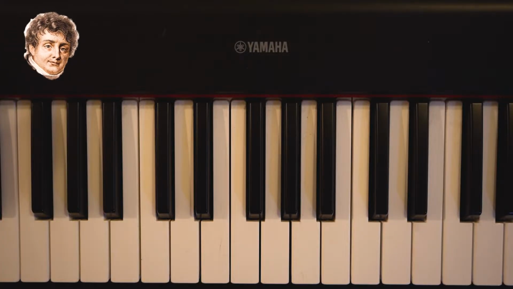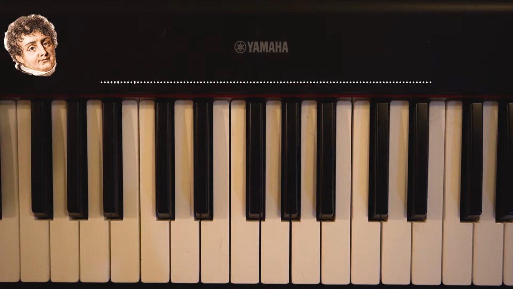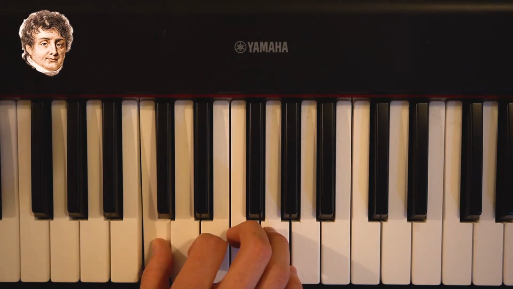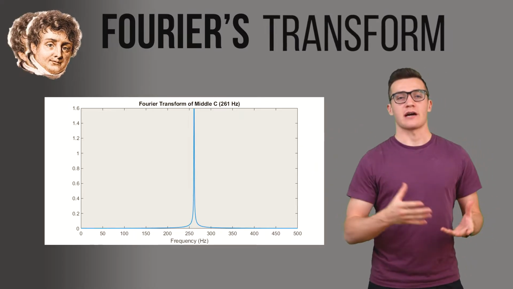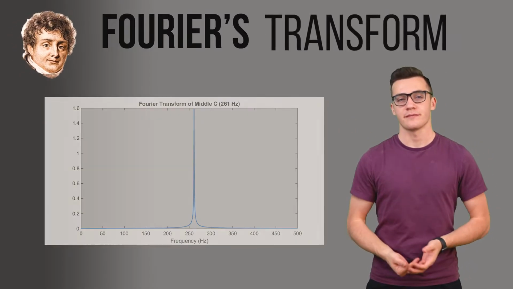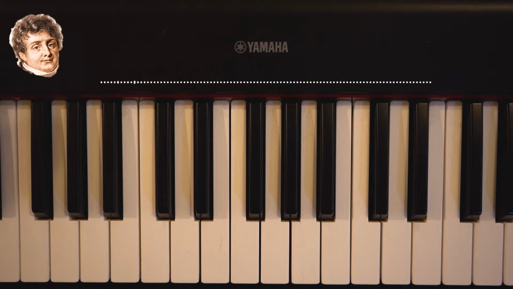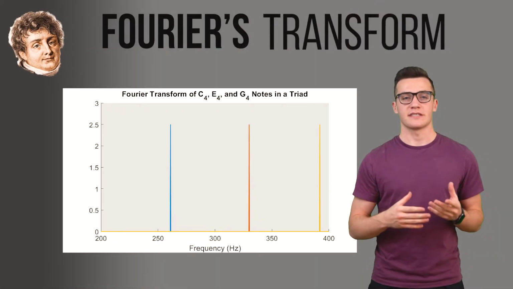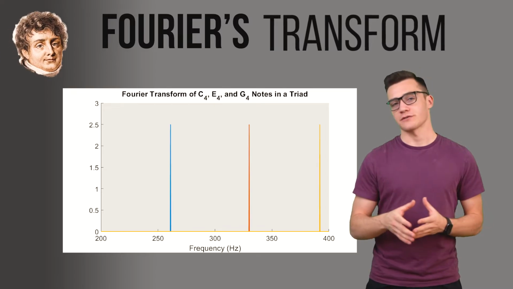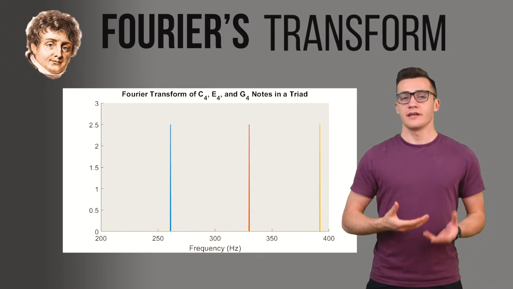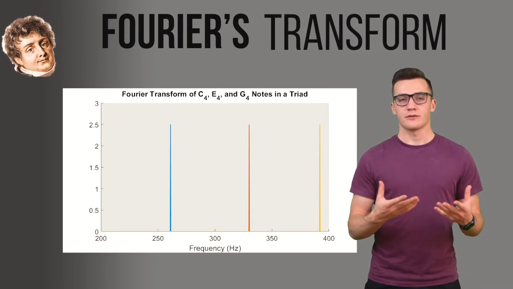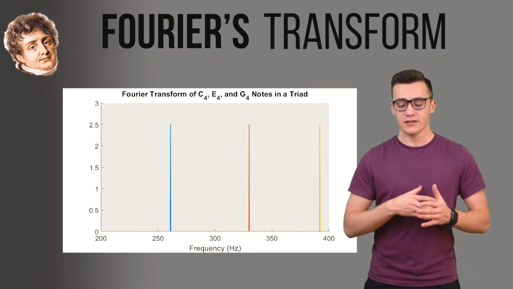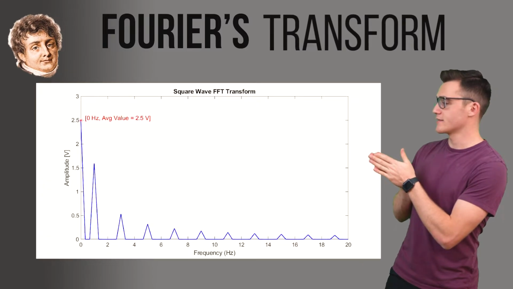So if we were to perform a Fourier transform of a note played at middle C, which is about 261 Hz, then, after doing that transform, you see we get a single spike right about 261 Hertz. Now similarly, if we played a triad of 3 notes, we can use a Fourier transform to decompose them and see that we get 3 spikes at the frequencies that the tones are at. So, using these concepts, we can do a Fourier transform of the square wave that we discussed earlier to get something that looks a little bit like this.